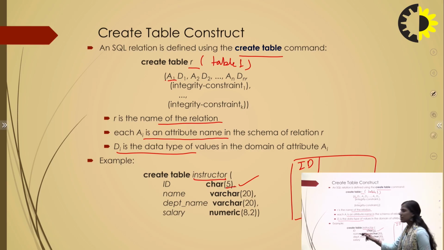Then we have a second attribute, that is name, which we can give any data type, like a variable character, or we can specify the length. Then we have a department name, again with a character data type. So we can define multiple attribute names and their data types. This is how we can create the table.